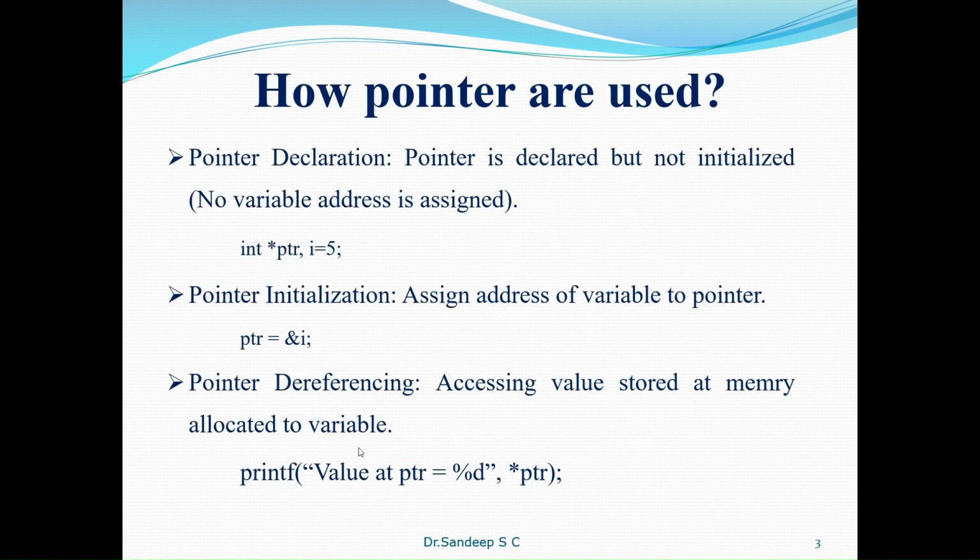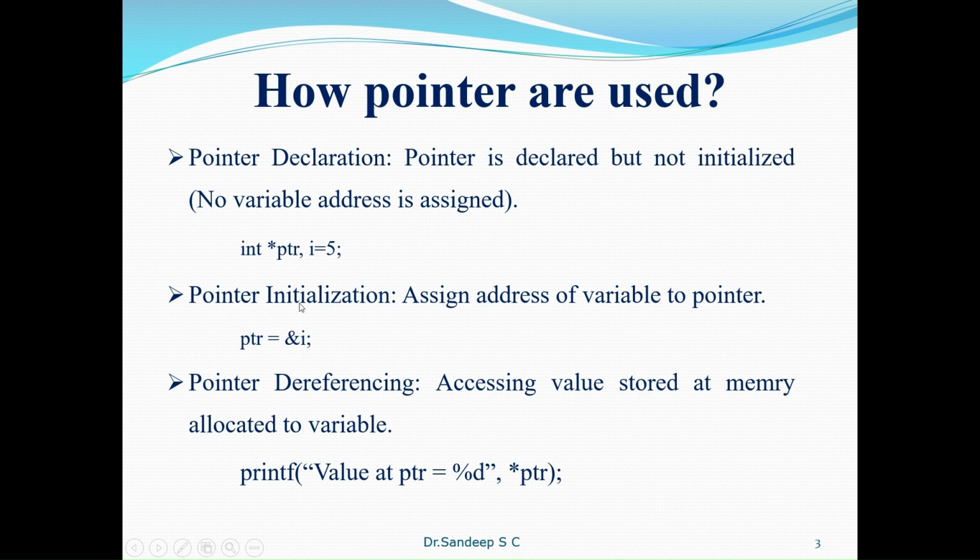How are pointers used? Let's start with a very simple example. First we have to do a pointer declaration. For declaring a pointer, we use the asterisk symbol. When we declare the pointer, no variable address is assigned if it is not initialized. You can see here we have just declared a pointer and I have declared the variable here, but this pointer is not assigned anywhere. That means right now it is not storing the address of any variable. It's just that a pointer is declared.